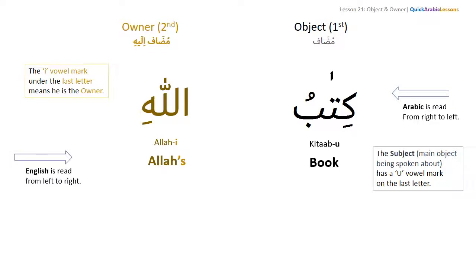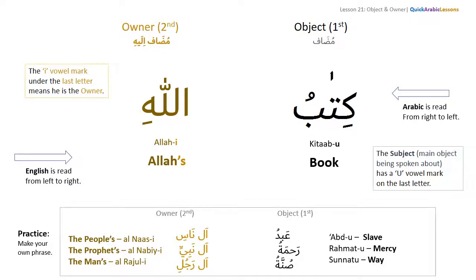So if we read from right to left in Arabic, we see that it says Kitabullahi. Now these two words are together, so that means that one is the object and the other one is the owner. Allah's book. Allah is the owner because He has a vowel on the last letter of His name, and the word kitab is the subject, the main thing that's being spoken about, and that is the book, Allah's book.